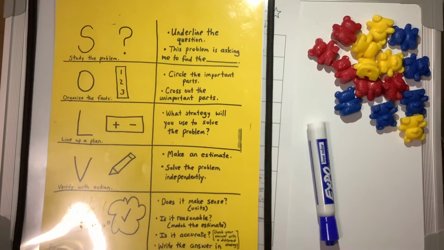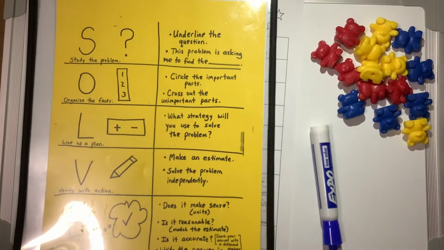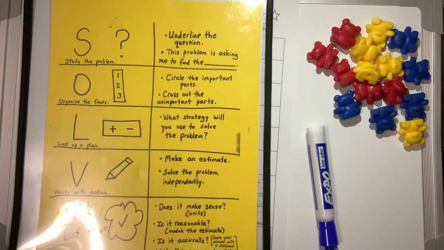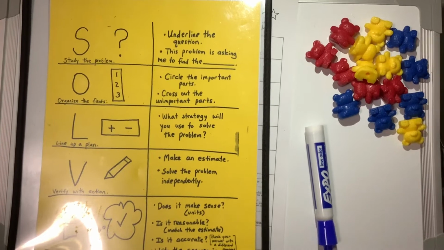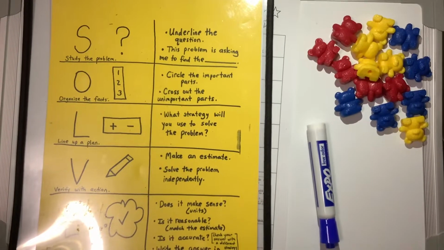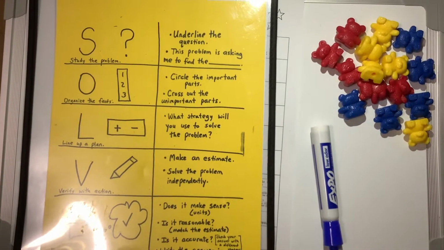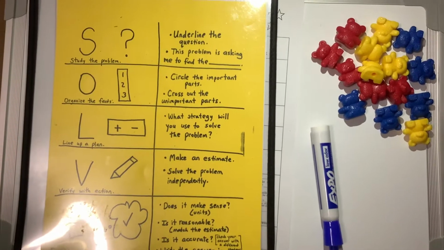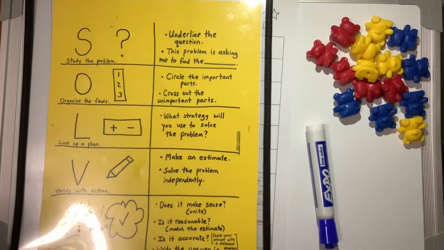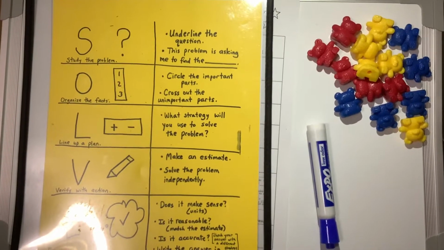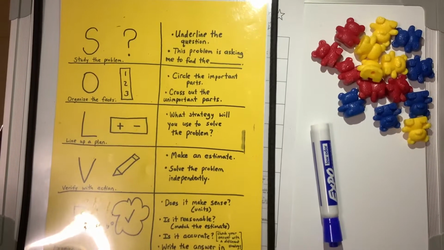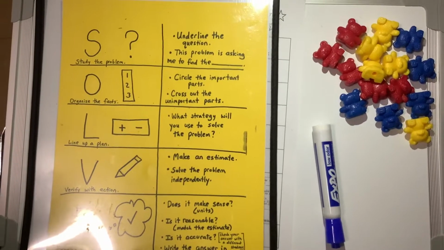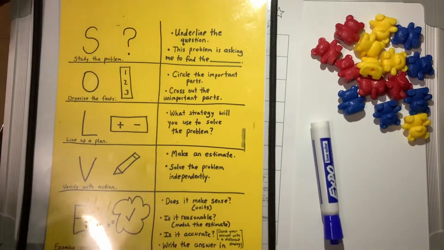Problem of the Day is word problems that we solve using the S.O.L.V.E method and all of our strategies. We will continue to solve word problems with teen numbers. Now remember, boys and girls, a teen number is a number that has 10 ones and some extra ones. Okay, so let's begin.